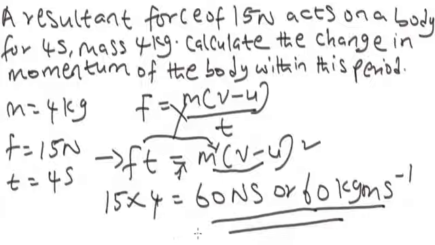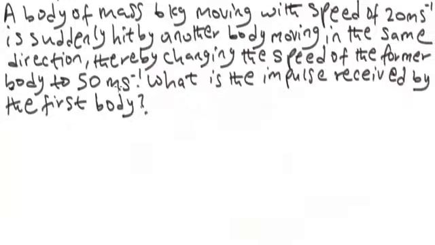Let's solve another problem. Let's wipe this. Okay, so look at this question. It says a body of mass 6 kg moving with a speed of 20 meters per second is suddenly hit by another body moving in the same direction, thereby changing the speed of the former body to 50 meters per second. What is the impulse received by the first body?